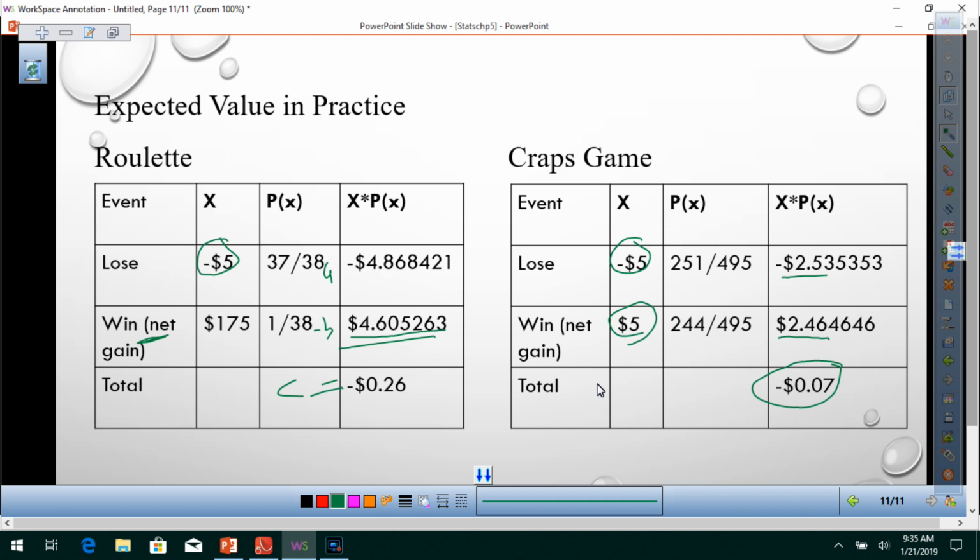Okay. So if you stand to win big, you're going to lose more. If you stand to win little, you lose little. And that's kind of the way those casinos work.